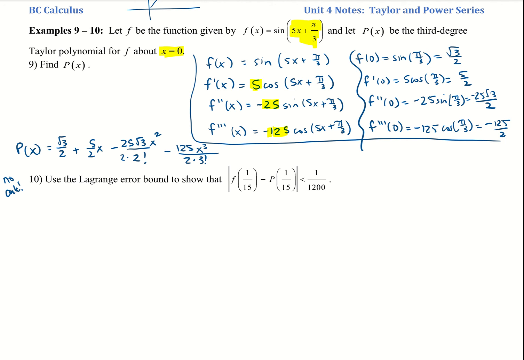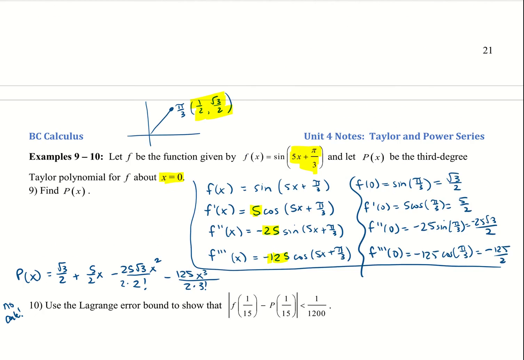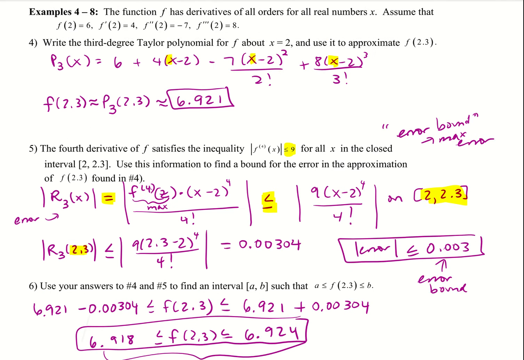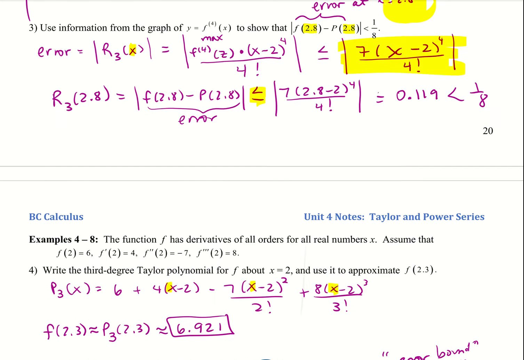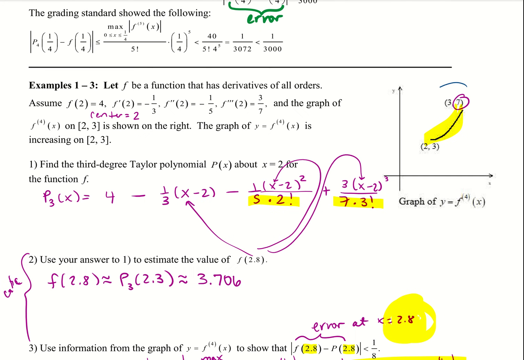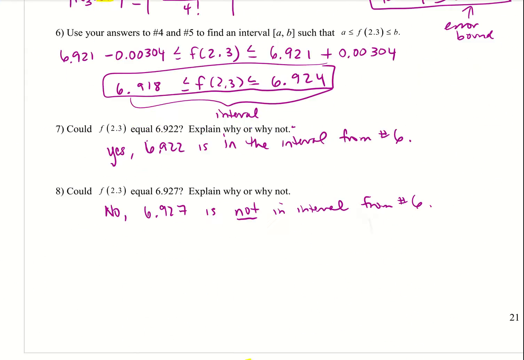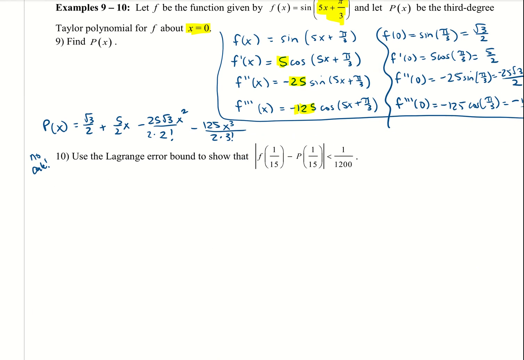Well, unlike the last couple examples, I don't really have a lot of information about the fourth derivative. On prior examples, one time they actually told me the maximum of the fourth derivative, and another time they gave me a graph and I could just choose the highest point. But this time they didn't do that. So I'm going to actually find the fourth derivative and see if that helps.